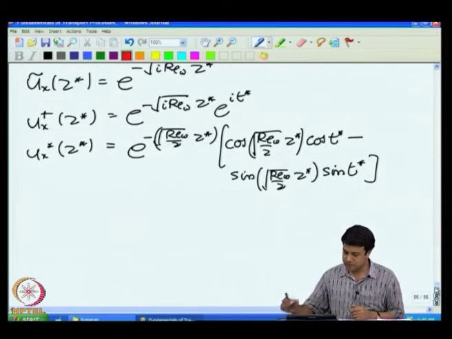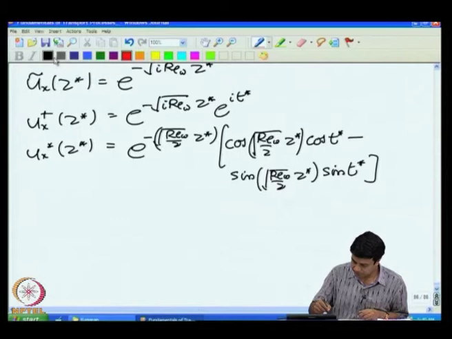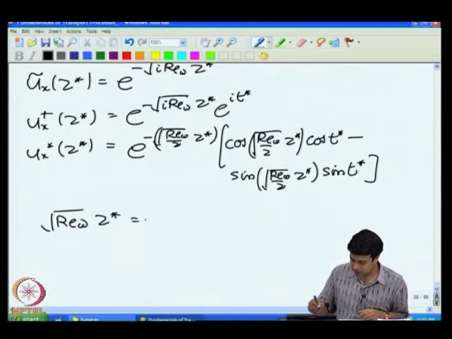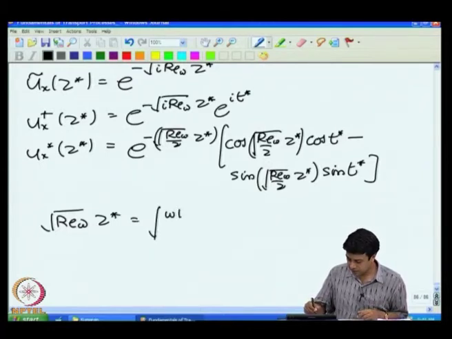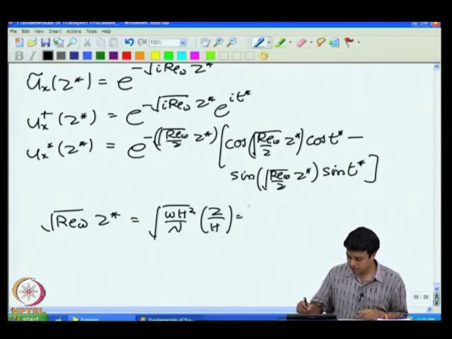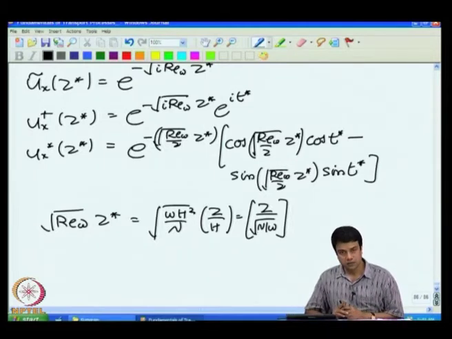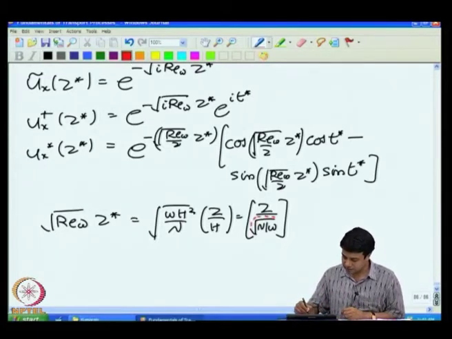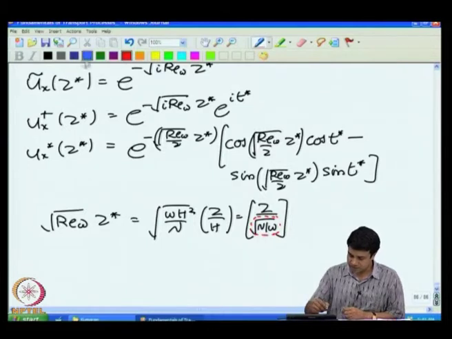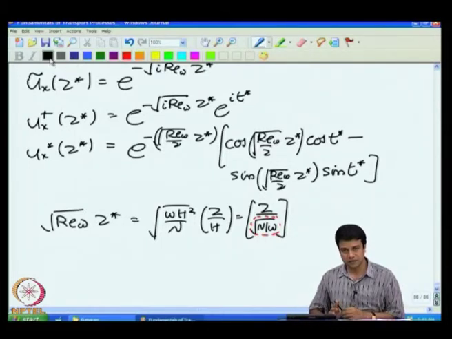This solution decreases exponentially into the fluid. The exponential decrease goes as square root of Re omega times Z star, which is equal to square root of omega h square by nu times Z by h, which is Z by square root of nu by omega. So, in this case, the penetration depth for the exponential decrease is square root of nu by omega.